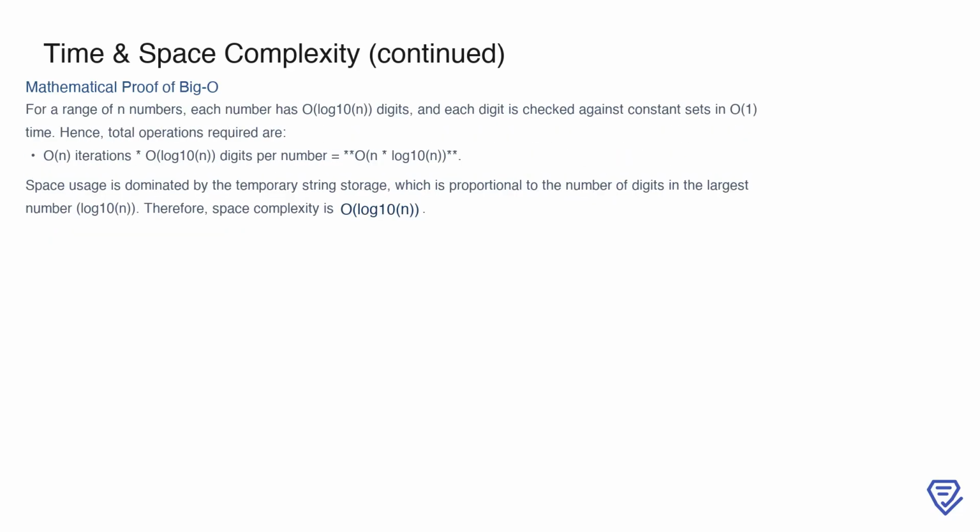To mathematically validate the big O analysis, let's break it down. For a range of n numbers, each number has up to O(log10 n) digits, and each digit is checked against the predefined sets in O(1) time. Multiplying the number of iterations, O(n), by the cost per number, O(log10 n), gives a total time complexity of O(n * log10 n).